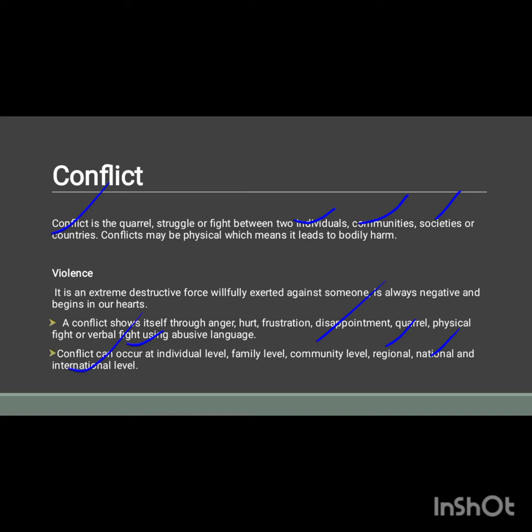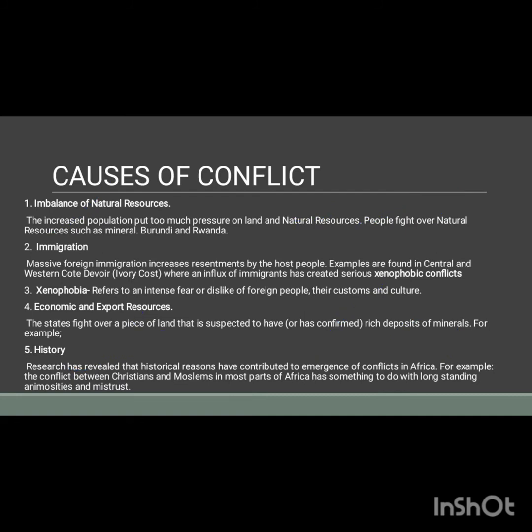Then international level, country versus country. Ukraine versus Russia, Zambia versus Congo. That is international level. Good. So now, what are the causes of conflict?